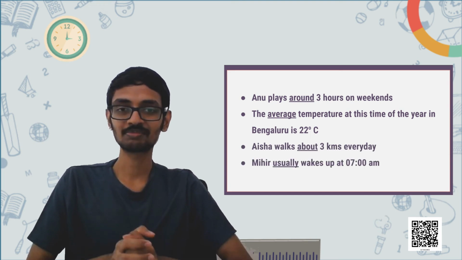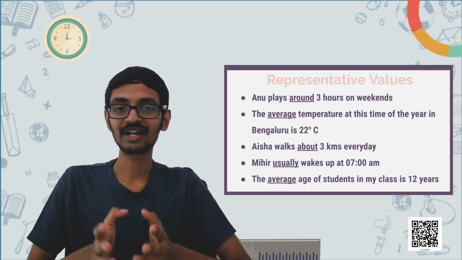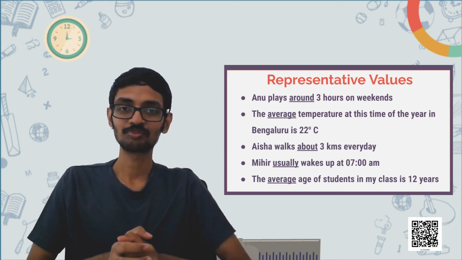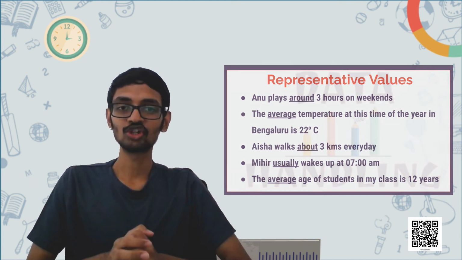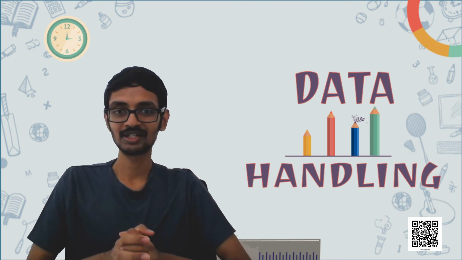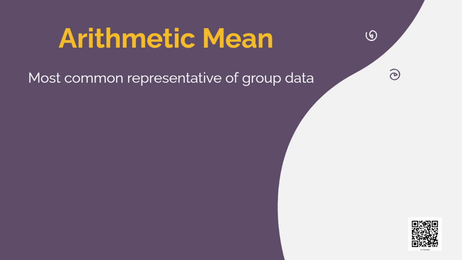Meher usually wakes up at 7 am. The average age of students in my class is 12 years. The words underlined here are representative values. So you can also describe your observations of the sleeping hours and the time taken to jump in a similar way. A very common representative of group data is arithmetic mean.